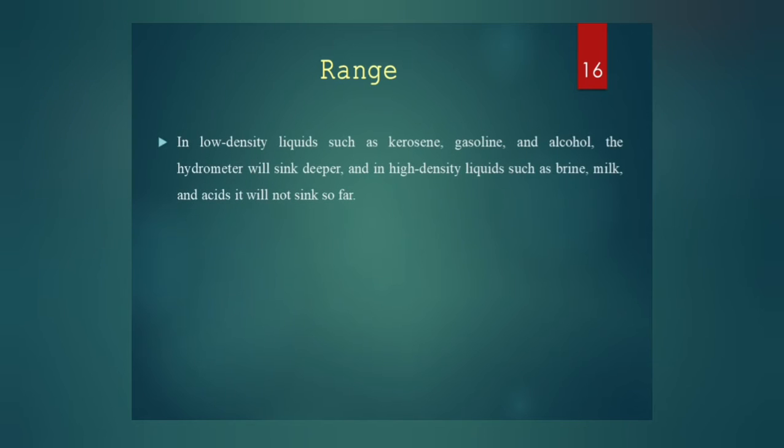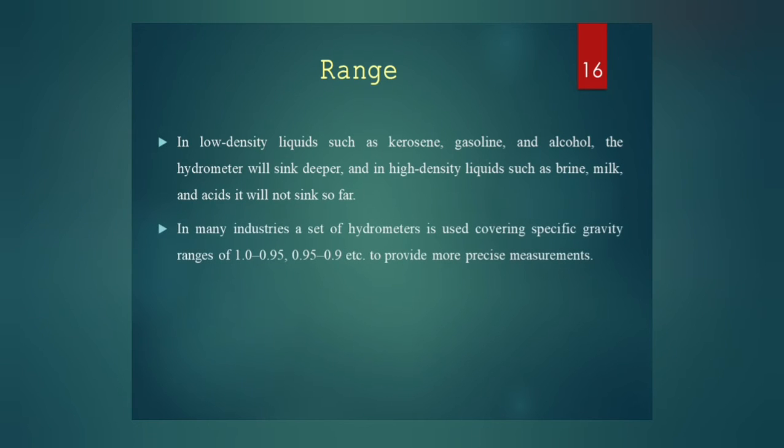Range. In low-density liquids such as kerosene, gasoline, and alcohol, the hydrometer will sink deeper, and in high-density liquids such as brine, milk, and acids, it will not sink so far. In many industries, a set of hydrometers is used covering specific gravity ranges of 1 to 0.95, 0.95 to 0.9, etc. to provide more precise measurements.